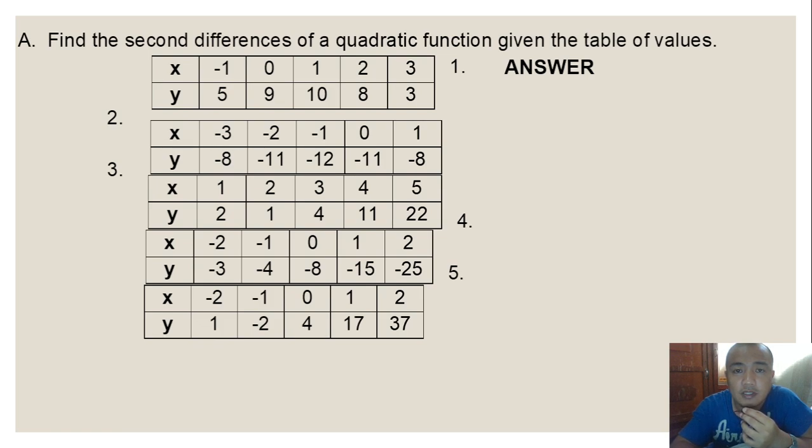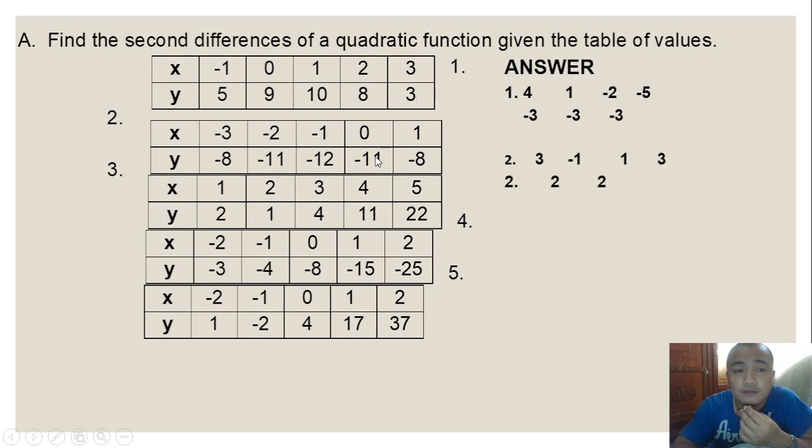Okay. Activity: find the second differences of a quadratic function given the table of values. 1, 2, 3, 4, 5. Okay. What's your answer for number 1? Yun, equal differences. Negative 3, negative 3, negative 3. Okay, did you get the same answer? 9 minus 5, 4. 10 minus 9, 1. 8 minus 10, negative 2. 3 minus 8, negative 5. And then, second differences, all equal: negative 3, negative 3. So if we're going to graph this table, it will become a parabola.